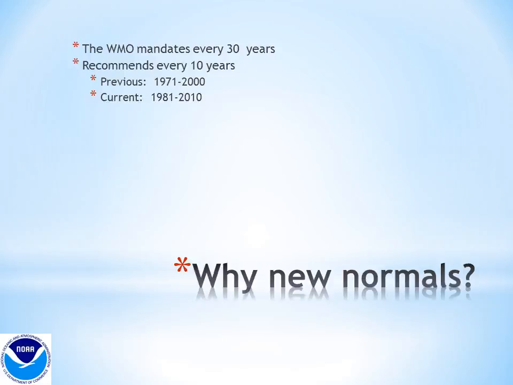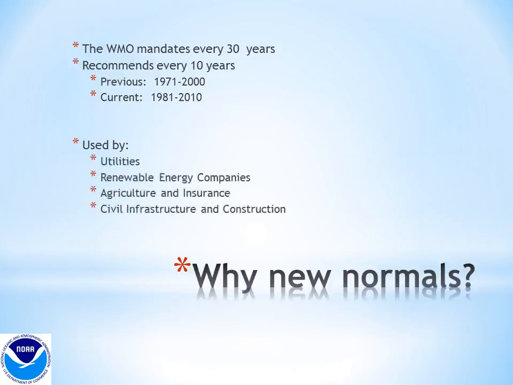Many different organizations benefit from and make decisions based on climate normals. Some of these organizations include utilities, renewable energy companies, agriculture and insurance, civil infrastructure and construction, academic research projects, and the general public.